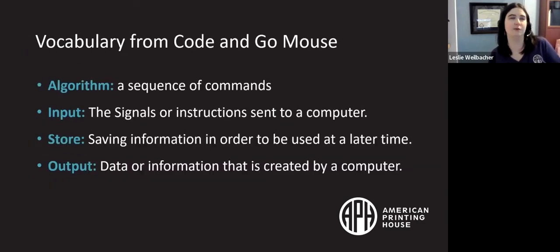Next, we have the vocabulary from Code and Go Mouse. We talked about algorithm, which was a sequence of commands. Input, the signals or instructions sent to a computer. Store, holding on to information to be used at a later time. Output, data or information that is created by a computer.